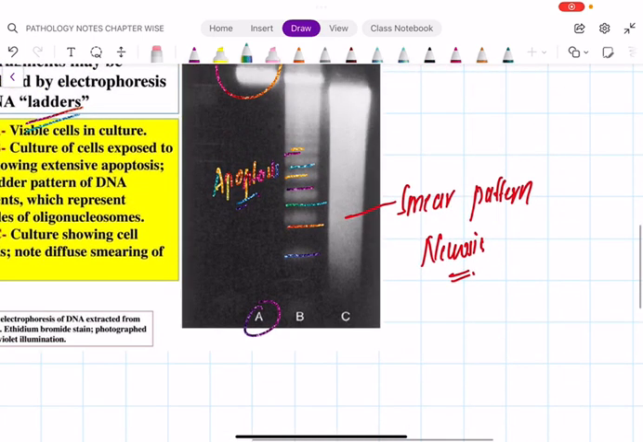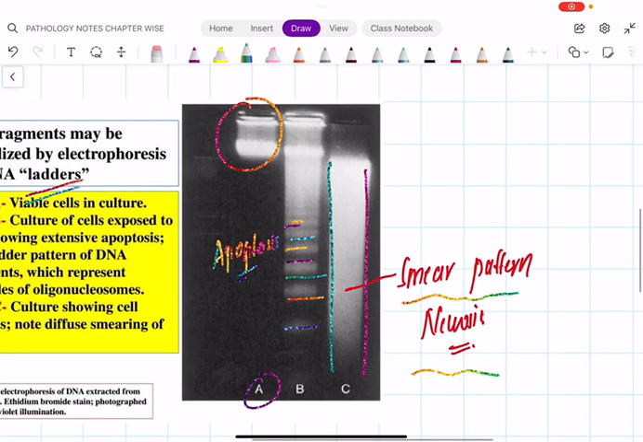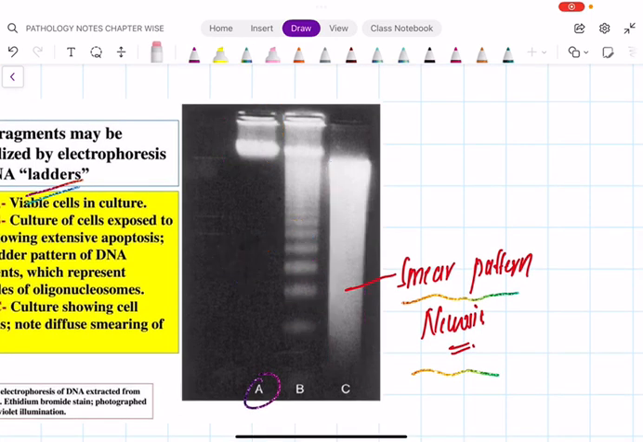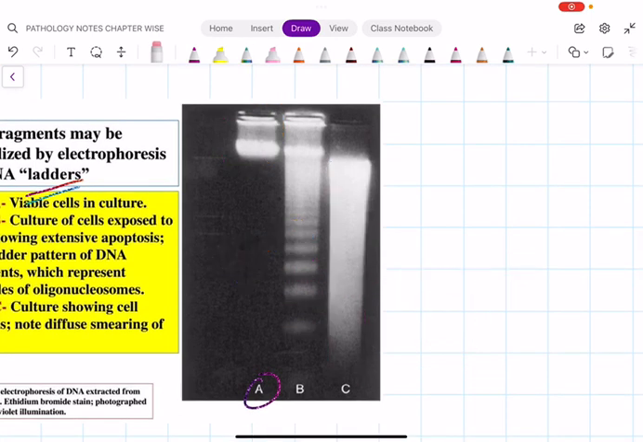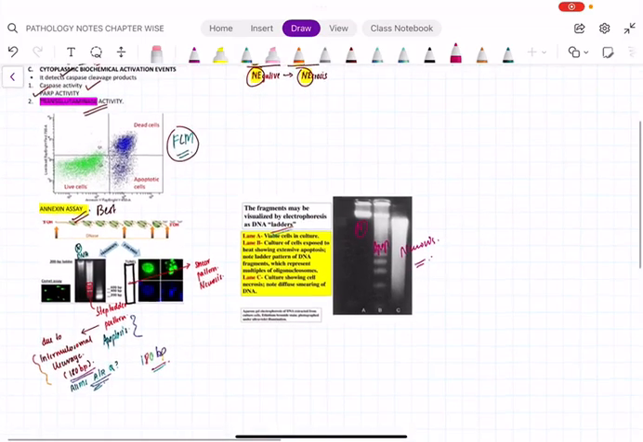Here you can see another pattern, like a smear. This is called a smear pattern. Smear pattern in agarose gel electrophoresis is necrosis. They will simply give this picture. In the exam, no history, nothing. They will simply give this picture, and finally they will ask you what is A, B, and C. You have to write very confidently. A is normal, B is apoptosis, the step ladder pattern, and C is what we call a smear pattern.